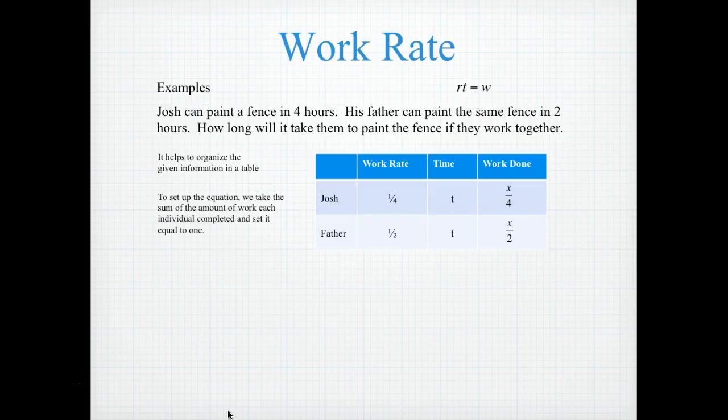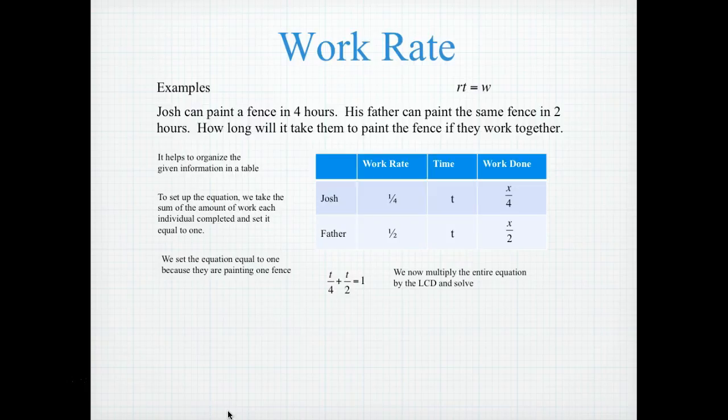To set up the equation, we take the sum of the amount of work that each individual completed and set it equal to 1. The 1 represents the amount of jobs that were completed. So they did one job. They painted one fence. That's where the 1 comes from. Josh did T/4 of the work. His dad did T/2 of the work. And now we solve.